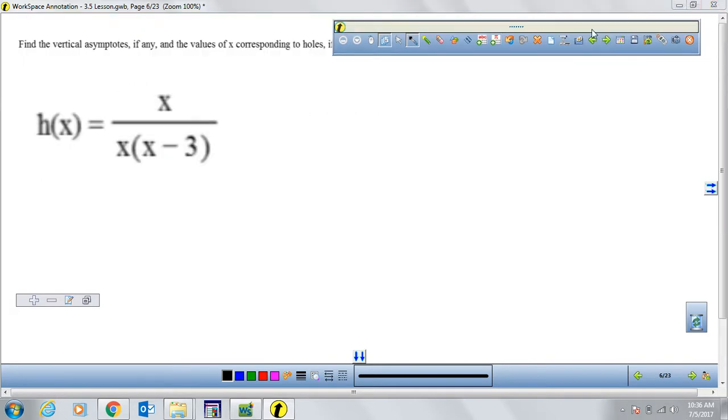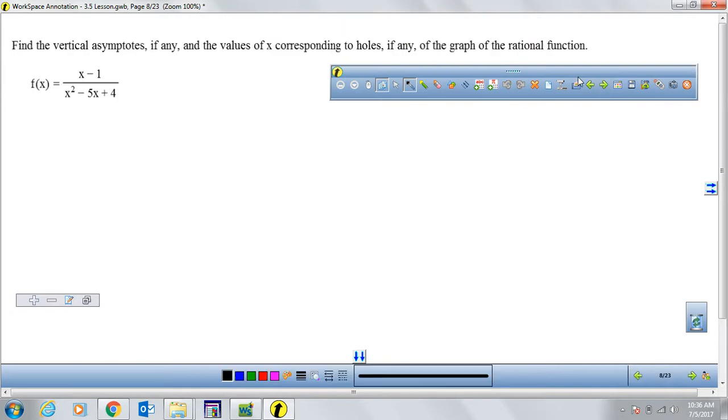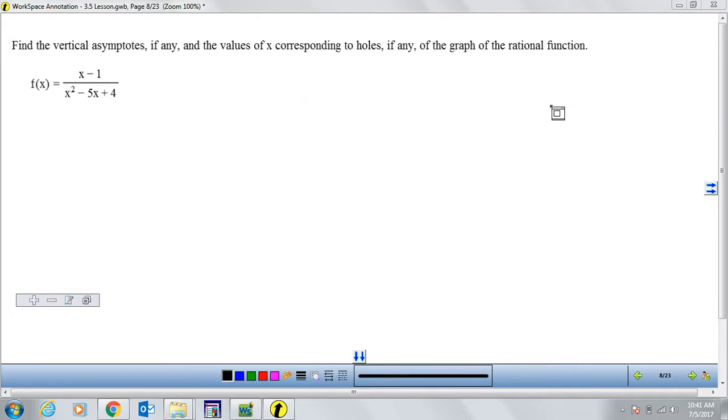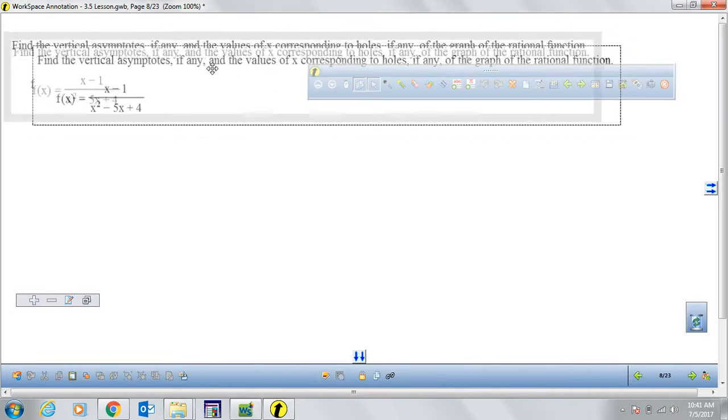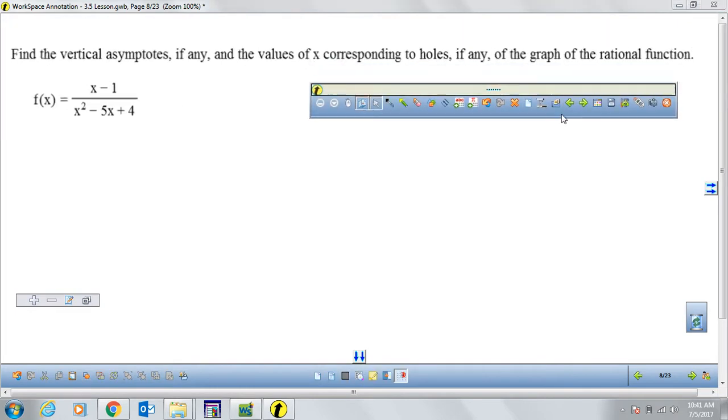So let's start with this question here. Well, I think this one's better because it's not factored. So we're going to find the vertical asymptotes, if any, and the values of x corresponding to holes, if any, of the graph of the rational function.